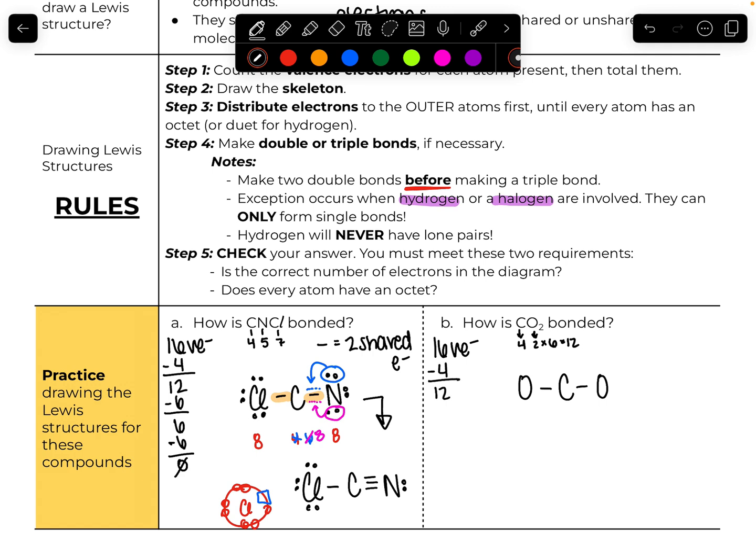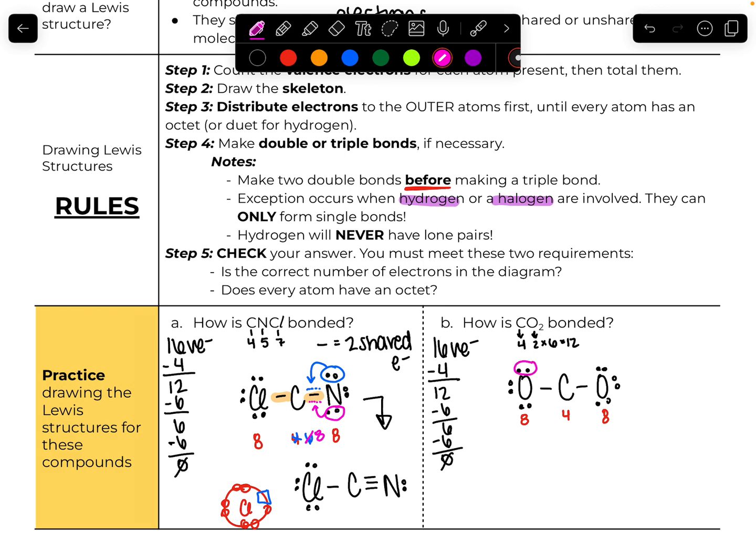Next step, distribute your electrons to the outer atoms first until they are stable. Now oxygen has 8, and this oxygen now has 8, and I have no electrons left for sharing. Okay, now I check. Oxygen's got 8 on it currently, yay. This oxygen's got 8 on it currently, yay, but carbon only has 4. Ooh. Okay, so that means that I have to share some electrons from oxygen with carbon in the middle.